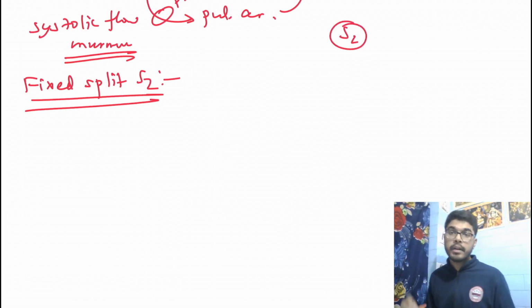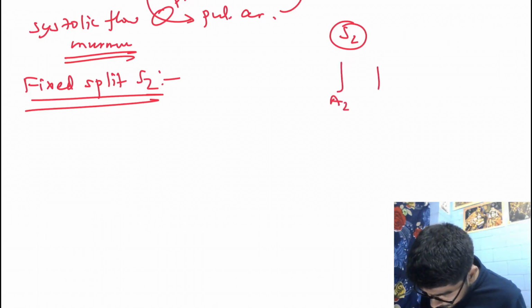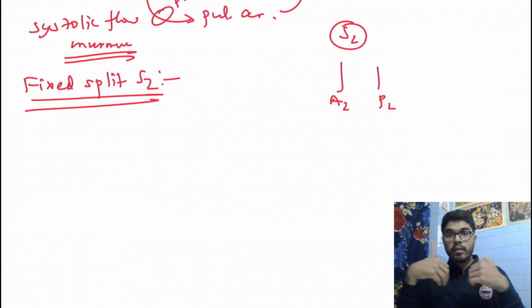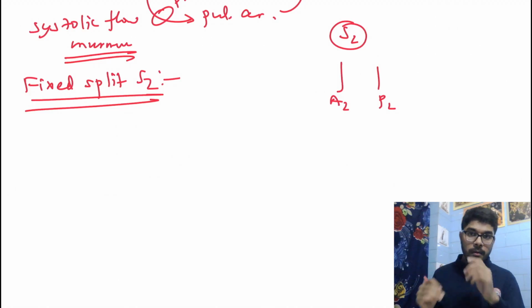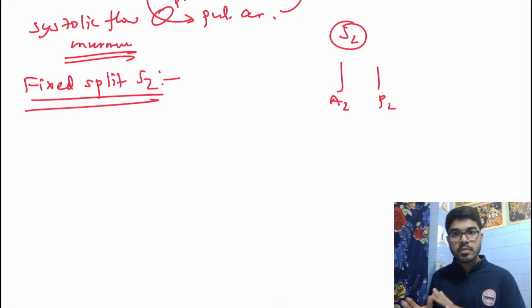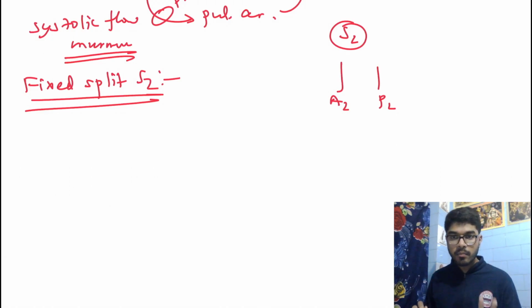In a normal individual, what happens? S2 comprises two components, right? We have an A2 component and a P2 component, that is the closure of the aortic valve and the closure of the pulmonary valve. Now normally A2 precedes P2. There's a very little time difference, but normally A2 precedes P2. Why? Because the left ventricle is much more powerful than the right ventricle, right? So it will transfer all the blood much before that of the pulmonary valve. That's why the aortic valve closes faster than the pulmonary valve.